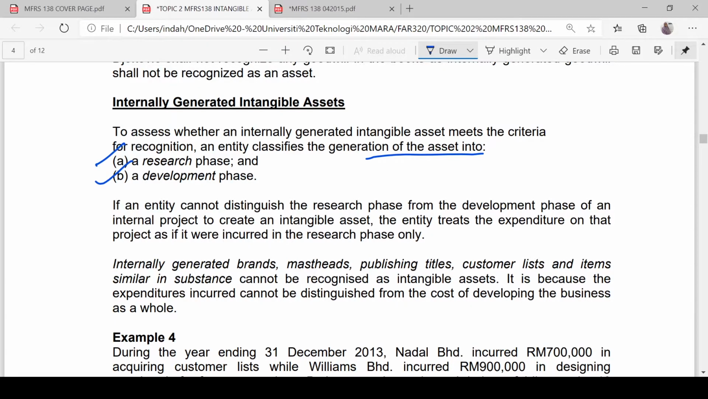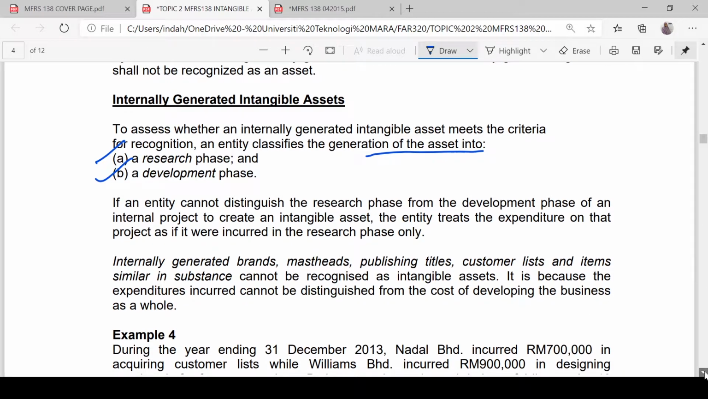If the entity cannot distinguish or differentiate the research phase from the development phase of the internal project to create an intangible asset, the entity should treat the expenditure on that project as if it were incurred in the research phase only. So what is the implication? If the expenditure incurred is related to the research phase only, all the expenditure incurred is to be expensed off in SOPL, and not to be treated as intangible asset.